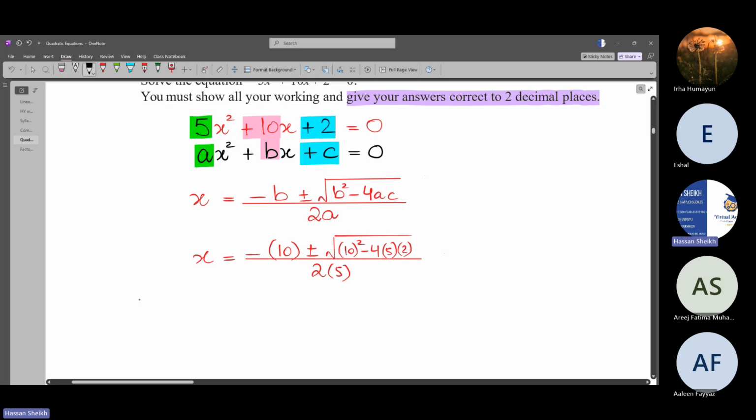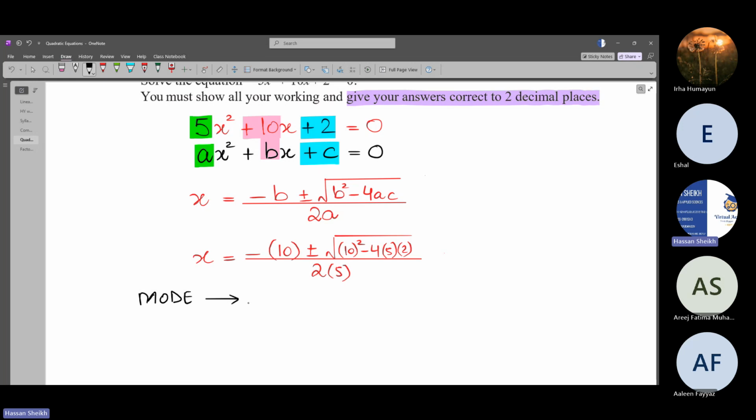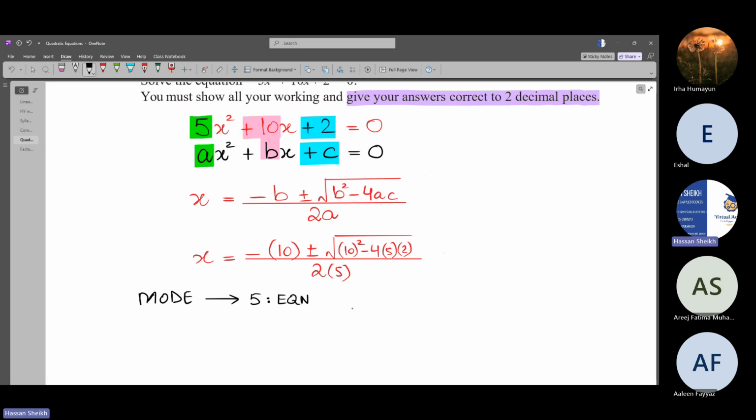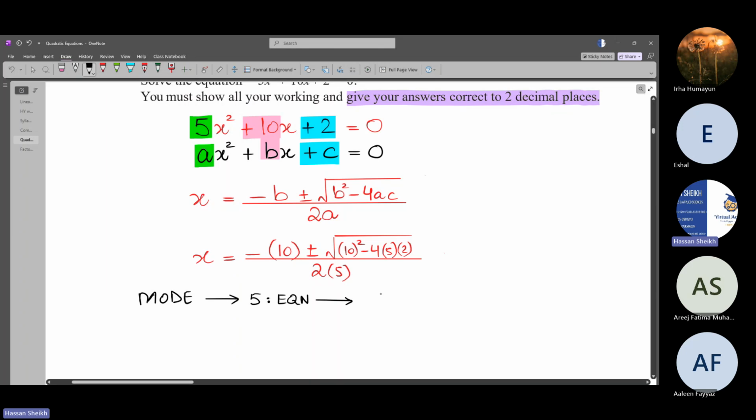So first of all, you will press mode. After mode, you press 5 that represents equation. If you check, there is an option 5 that says EQN. After pressing this one, you need to press 3, because in option number 3 you will see a quadratic equation. Are you seeing a quadratic equation ax squared plus bx plus c on option number 3? Yes.